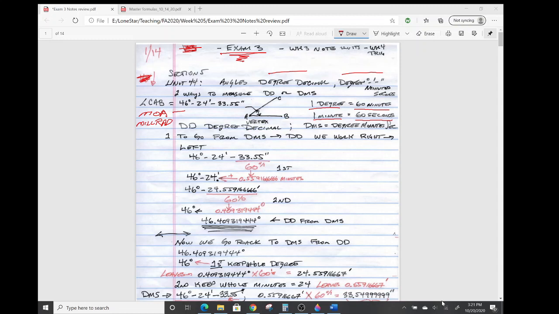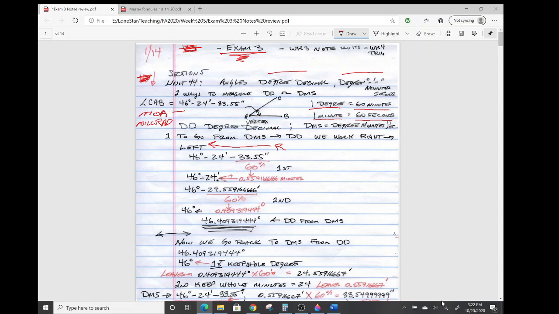All right, so let's start off with 46 degrees, 24 minutes, 33.55 seconds. Now, to go from degrees, minutes, and seconds to decimal degrees, we work from right to left. In other words, this is our right side, this is our left side, and we go from right to left, all right?